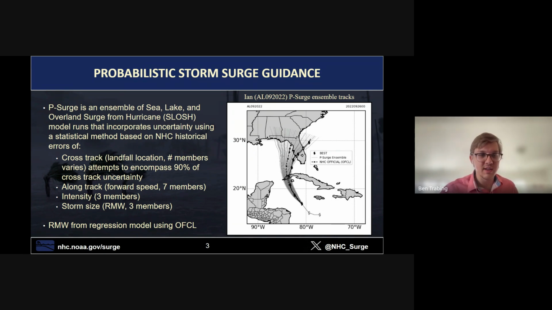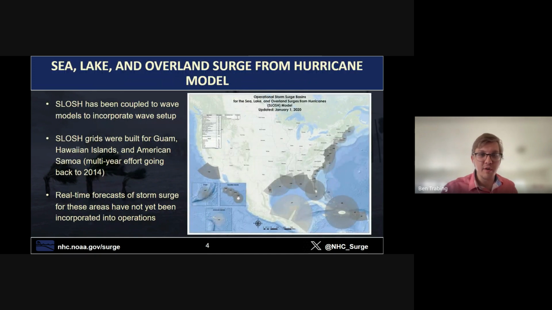So if we go to the next slide, the SLOSH model, the hydrodynamical model, one of the more recent things that we've been able to do is couple it to a wave model to incorporate wave setup. Now, this is really important when we're looking towards expanding P-Surge to areas and island environments where we don't have this gentle continental shelf, such as along the Gulf Coast, and wave-driven impacts to that total water level rise are going to be a little bit higher.